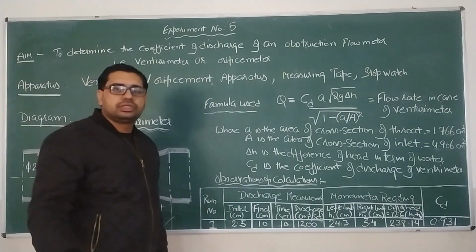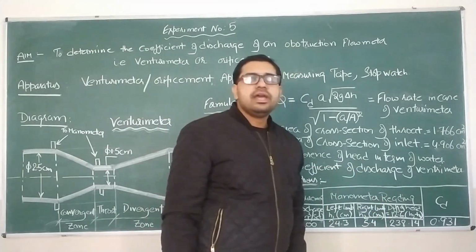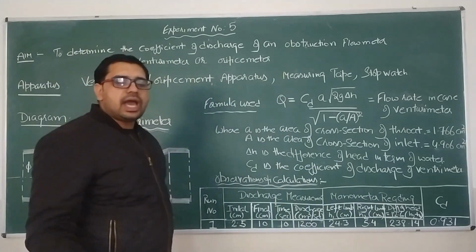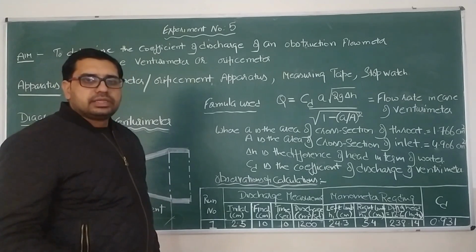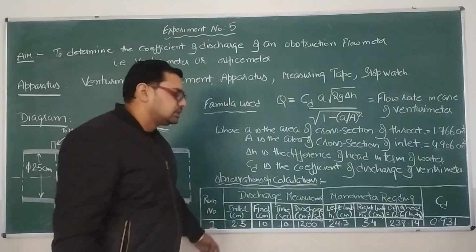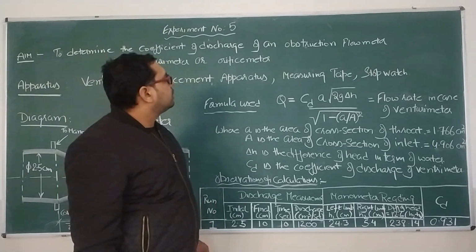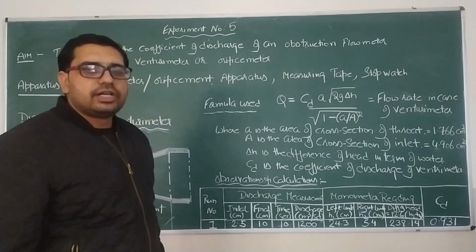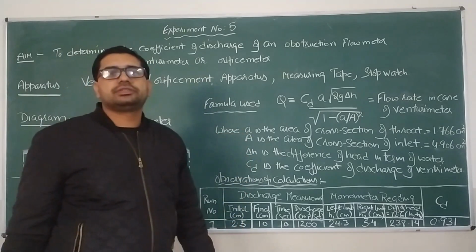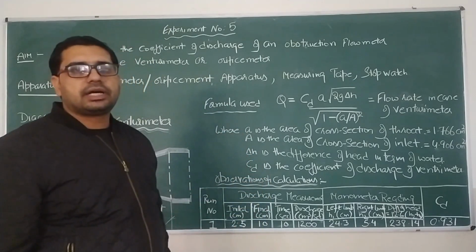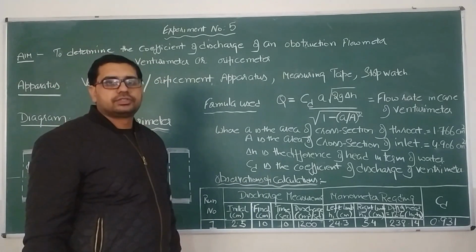Similarly, you can take a number of runs. You can take 2-3 runs, and for different flow rates you can calculate your CD. For calculating the average, you add them and divide by the number of runs you have done in this experiment. That will give you the average value of the coefficient of discharge for this venturi meter. Similarly, if you are interested in the orifice meter, you can use the same setup to calculate the coefficient of discharge for the orifice meter. Thank you.